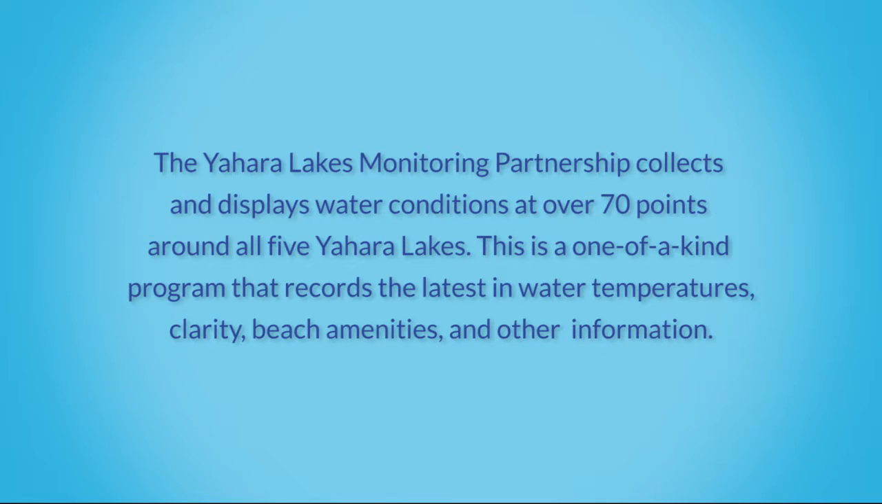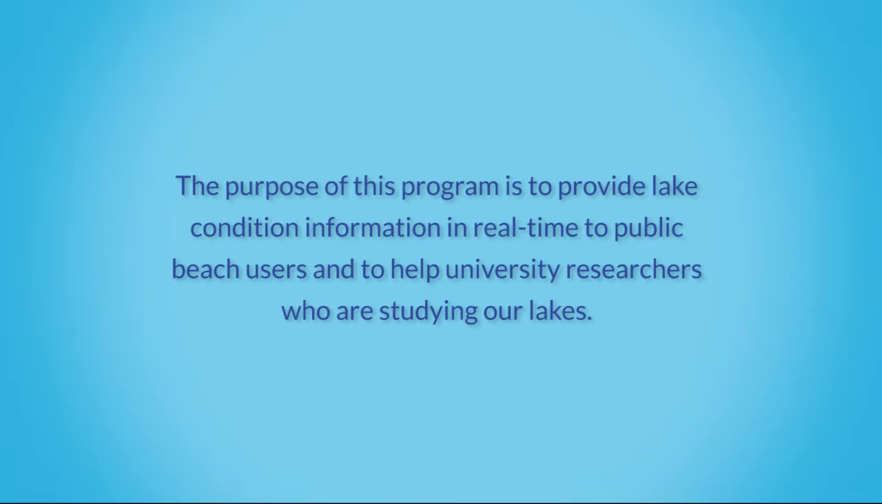The Yahara Lakes Monitoring Partnership collects and displays water conditions at over 70 points around all 5 Yahara lakes. This is a one-of-a-kind program that records the latest in water temperatures, clarity, beach amenities, and other information. The purpose of this program is to provide lake condition information in real time to public beach users and to help university researchers who are studying our lakes.